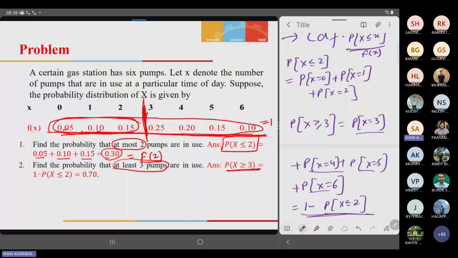What you are saying, Mr. Prashant, in less than or equal to 2, can we consider 0.20, 0.515? What are these values? I'm not able to get it. Less than or equal to 2 means what? 0, 1 and 2. So 0.05, 0.10, 0.15.